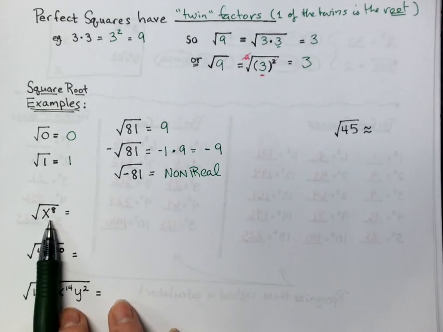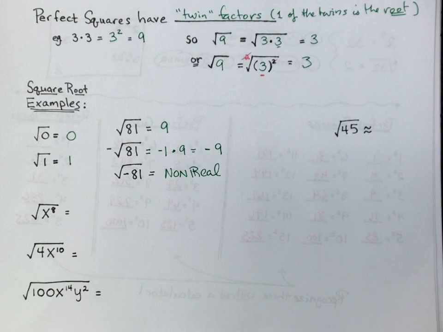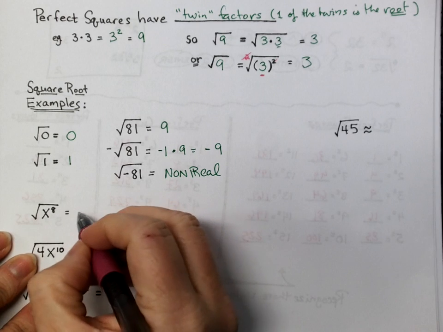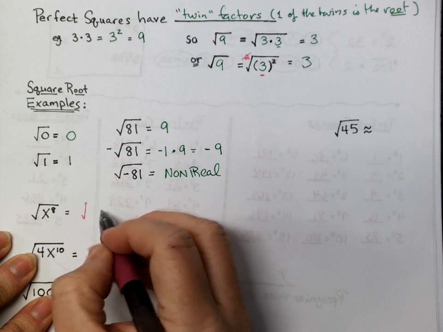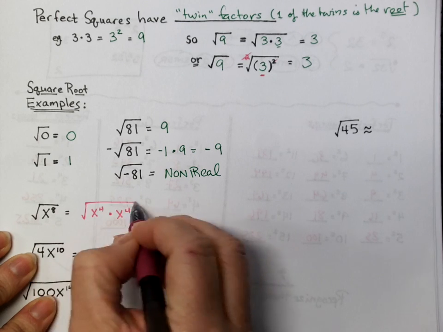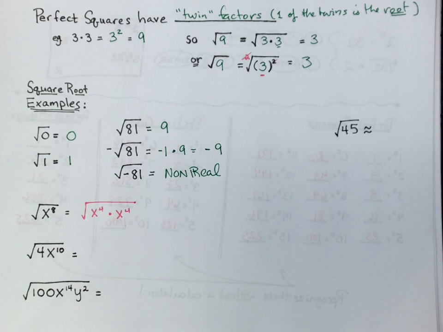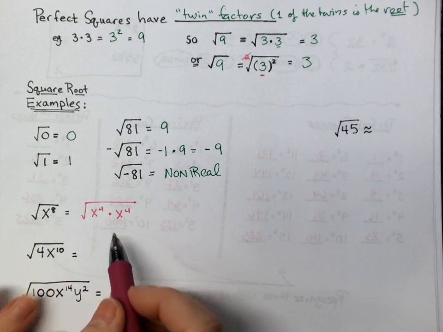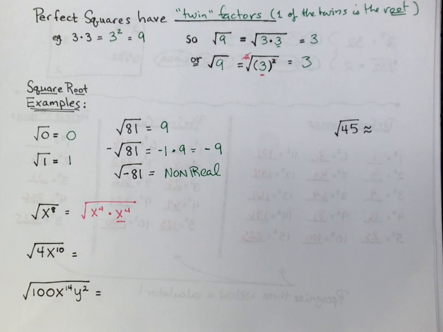So is x to the 8th a perfect square? Yeah, because you can break 8 in half. Okay. So one way to write this is as reverse product rule, x to the 4th times x to the 4th. That's 4 plus 4 is 8. And then we have twins, so one of our twins is the root.